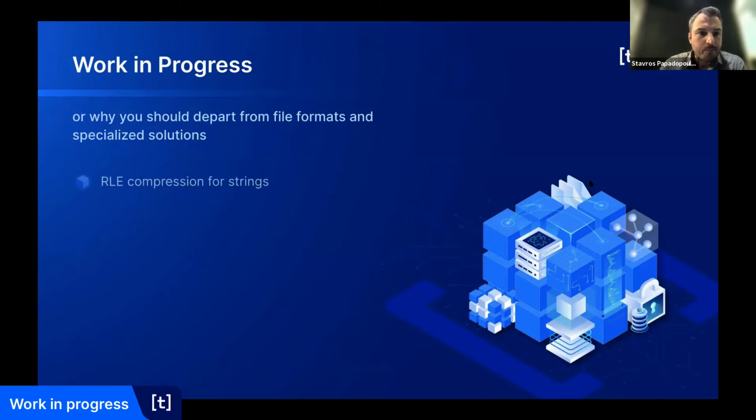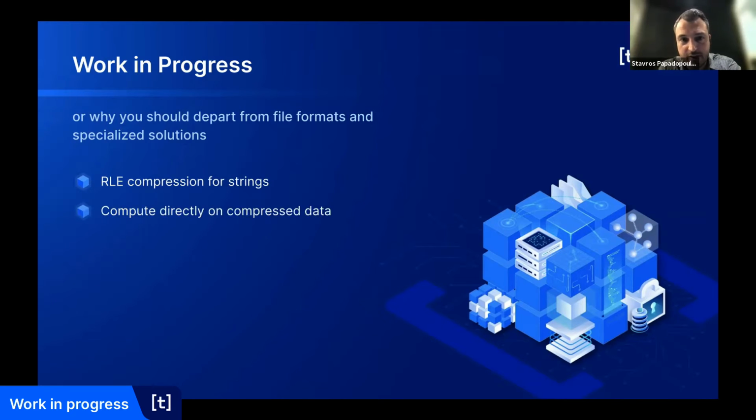For example, one of the things that we're working on is RLE compression for strings, specifically for sample names. This is going to give a huge compression ratio for the sample field that we have, but also it will allow us to compute directly on the compressed data. This is important because it's going to save a lot of computations internally. It is going to save a lot of memory budget.